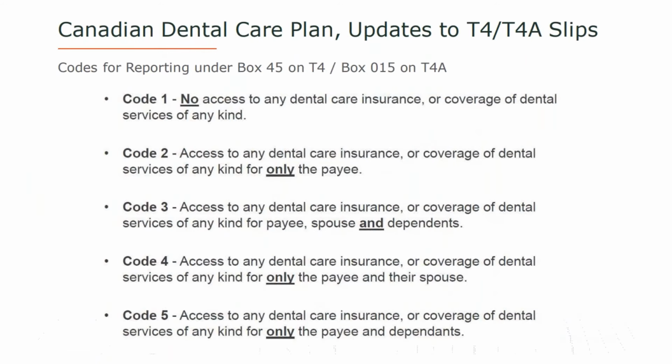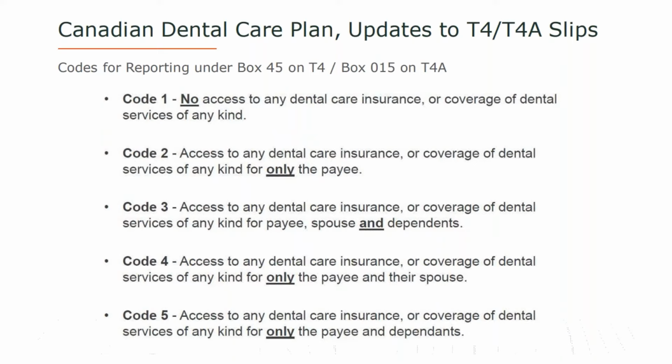So what do you populate it with? Well, there are 5 choices. If you're uncertain what you should be doing, then this would be a good time to put some questions in the chat. But these are the codes that you would choose from. Code 1 is that the employee, as of December 31st of the reporting year, does not have access to dental care coverage or coverage of dental services of any kind. So if you don't have that, then you would report 1.